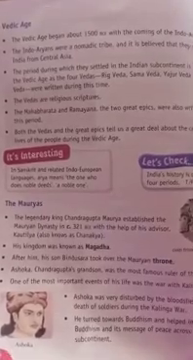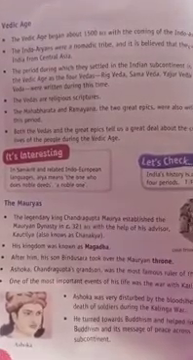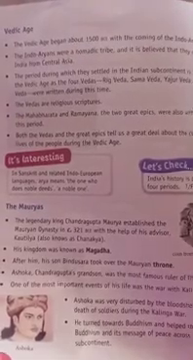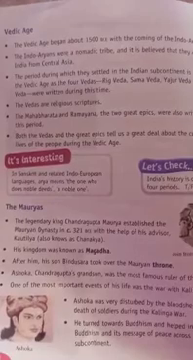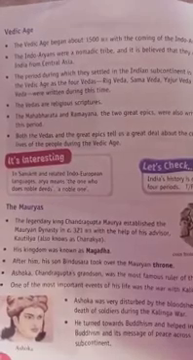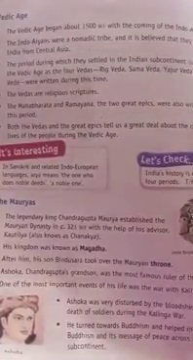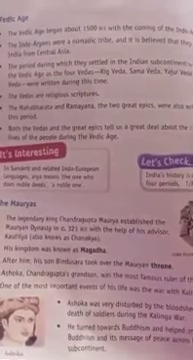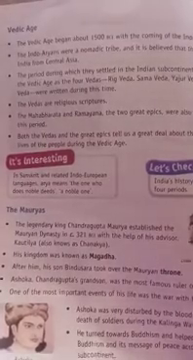These Indo-Aryans were a nomadic tribe. Nomads means those people who travel from one place to another. And the name of the period in which they settled in the Indian subcontinent is known as the Vedic Age, or the Vedic period.